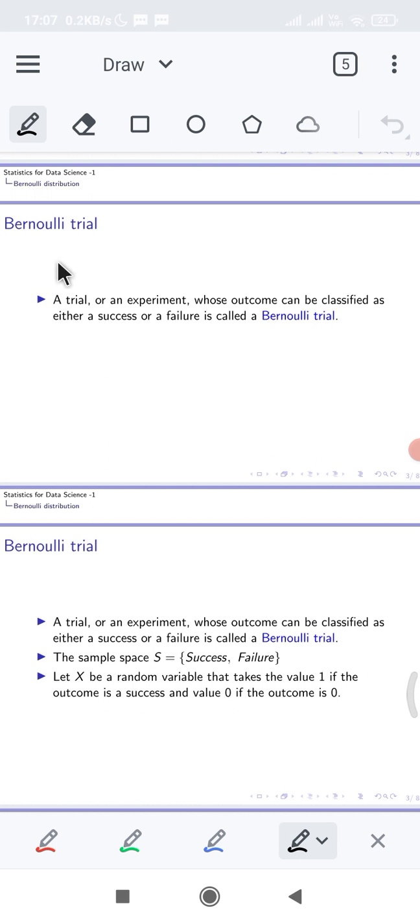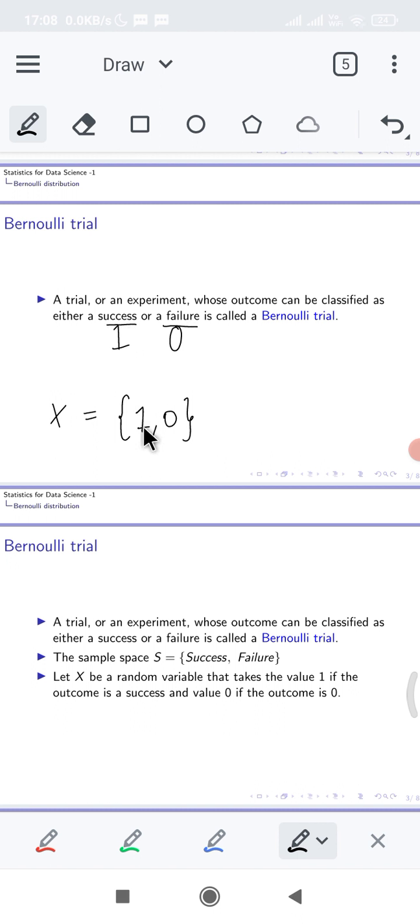It is a trial in which your outcome is either a success or a failure. In Bernoulli Trial, we usually denote success with a random variable 1 and failure with a random variable 0. So, if x is a Bernoulli random variable, it has only two possible values, 1 or 0, where again I repeat, 1 is success and 0 is failure.